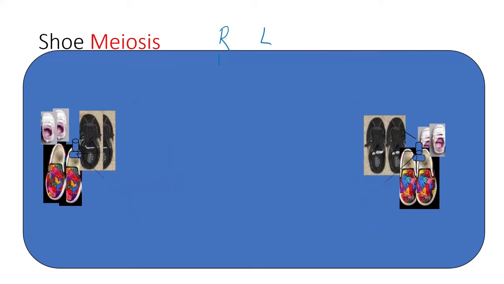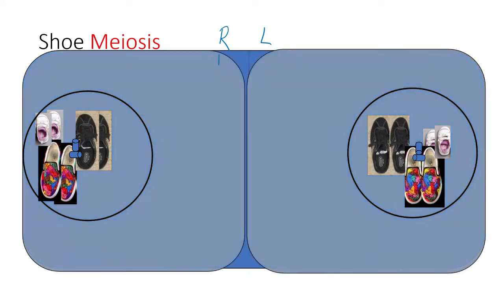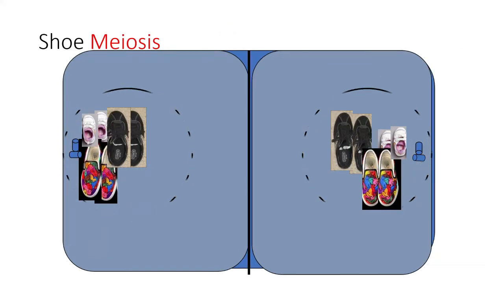Those get pulled apart, circled back up. Now we've got two cells, and we're going to do that again because we still have those two right shoes together, right? So right in here, I guess that's the left shoe. We have two of those together. We don't need two of them. So we need to separate those as well. Those are the sister shoes or sister chromatids.